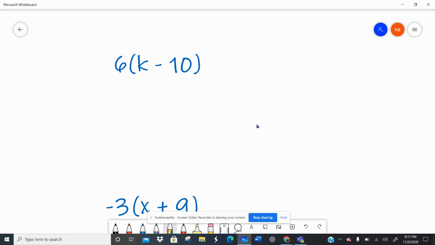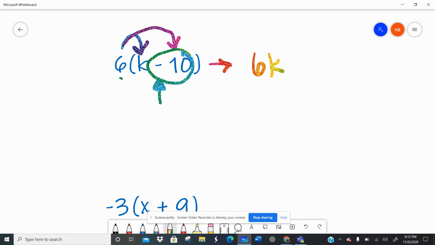So here I have the 6 on the outside of the parentheses and then k minus 10. So really pay attention to whether it's plus a number or minus a number when you are practicing. So I have positive 6 times k, so that's 6k. And then I have 6 times negative 10, so that would be negative 60 or minus 60, right?